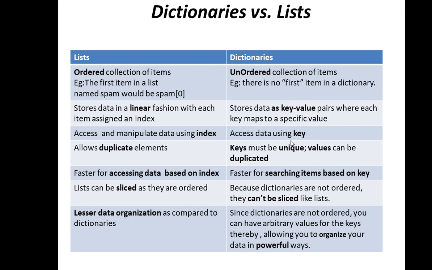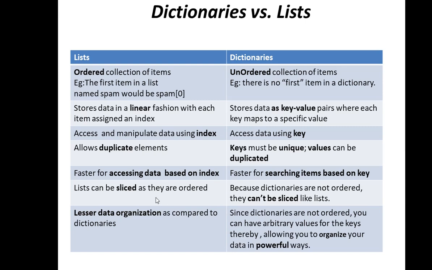But if I have to access the data in a dictionary, I have to use the key. And we saw in previous sessions that lists can have duplicate elements. You can have elements with the same values, no problem. But in a dictionary we have two things, keys and values. A key has to be unique, but the values can be duplicated. So with a list, you can have faster access if it is based on the index, but dictionaries will give you faster access based upon the key.